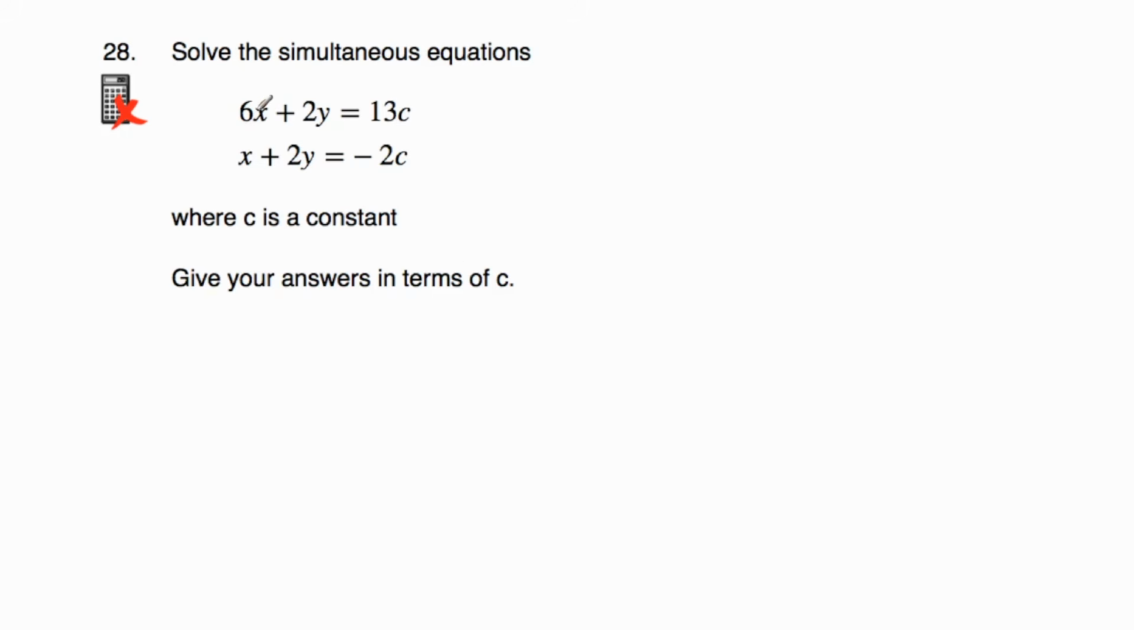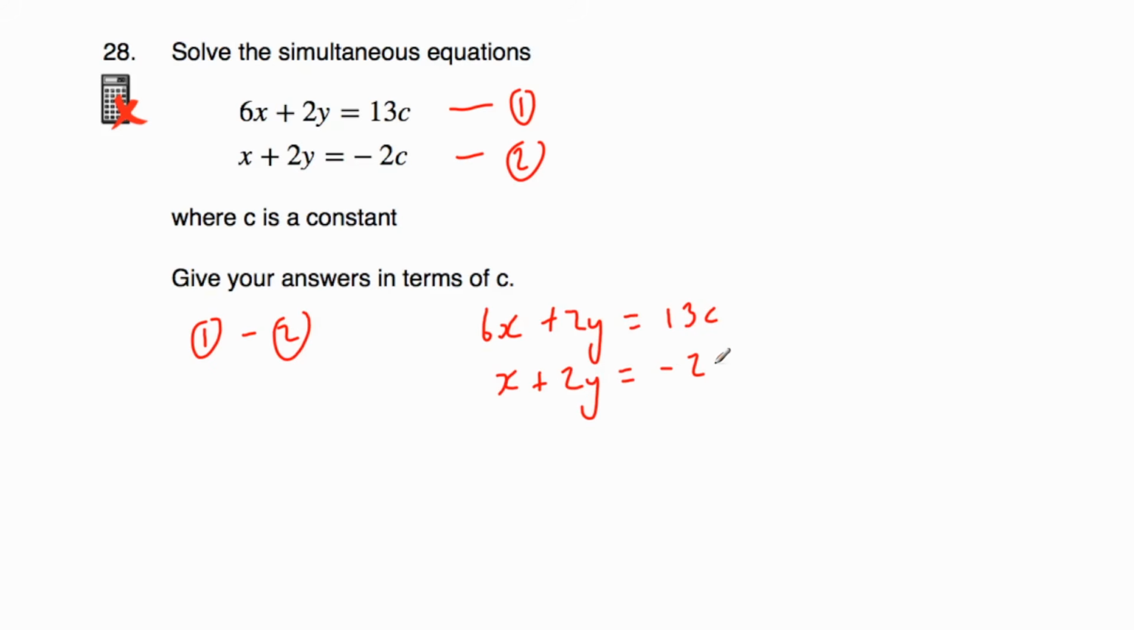Okay, let's have a look at these equations. Let's call this equation 1 and equation 2. We want to cancel out either our x's or our y's, and if you have a look here, our y's cancel out quite nicely. If we do equation 1 take away equation 2, that's going to cancel out our y's. So let's write down what we get. It's 6x plus 2y, that's our equation 1, is equal to 13c. And then we've got our equation 2, which is x plus 2y is equal to negative 2c. And as we said, if we do equation 1 take away equation 2, it'll cancel out these y's.